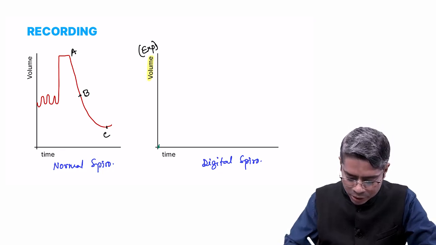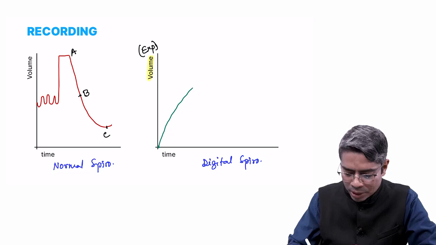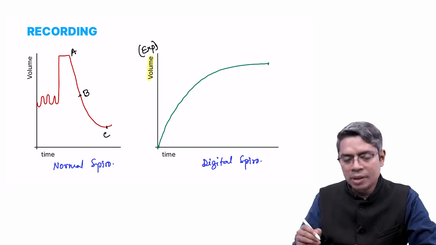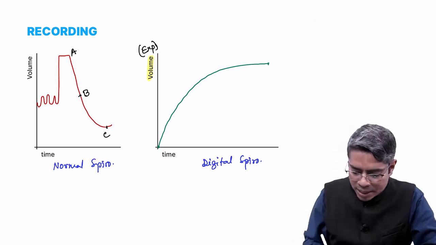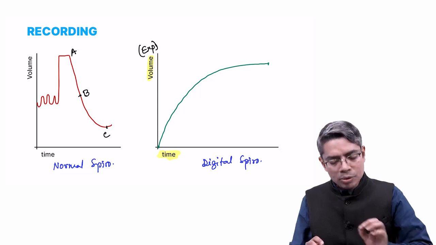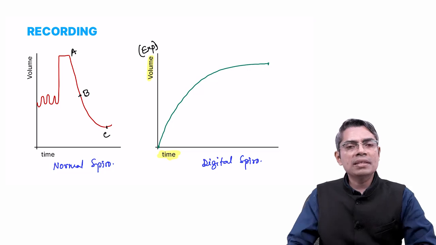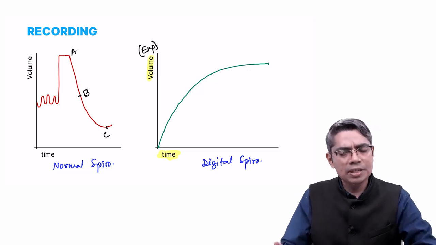And then when the person is doing this forceful expiration, the curve will go like this, and then this is the end of the maneuver. So the x-axis is what? X-axis is time. I told you that during forceful expiration, how much time is required to complete the expiration? At least 3 seconds, maybe 3 to 6 seconds.